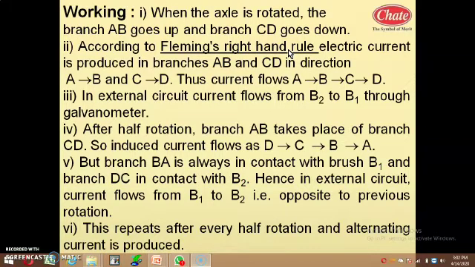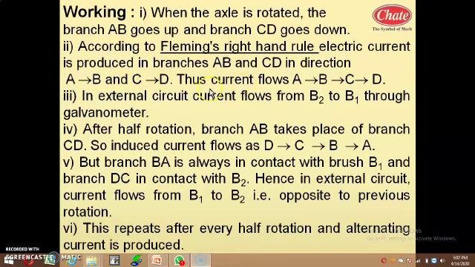To study AB, the thumb is in the upward direction. The first finger is from north to south direction. Then see the middle finger. The middle finger points toward the screen, that is, away from you. So according to Fleming's right hand rule, the electric current is produced, that is, induced, in branches AB and CD in the direction A to B and C to D.